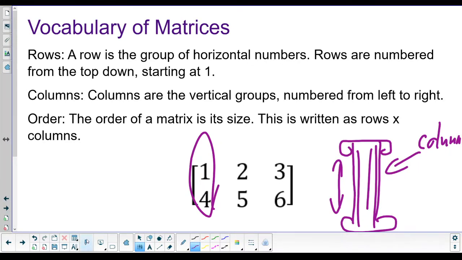So hopefully in like 30 years when your kid's like, Mom, Dad, what's a column? Just point at one of these things. Columns go up and down, kid.